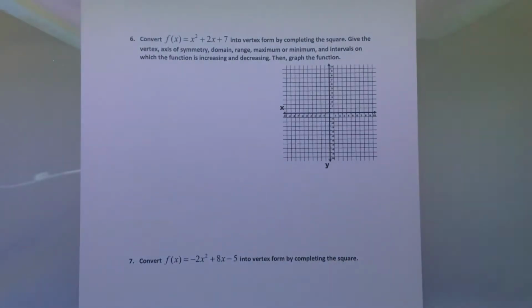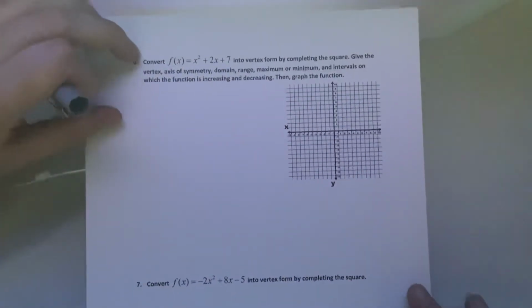Okay, now, good news and bad news. We still have completing the square. Convert f of x equals x squared plus 2x plus 7 into vertex form by completing the square. Give the vertex, axis of symmetry, domain, range, max or min, intervals in which the function is increasing or decreasing, and then graph.